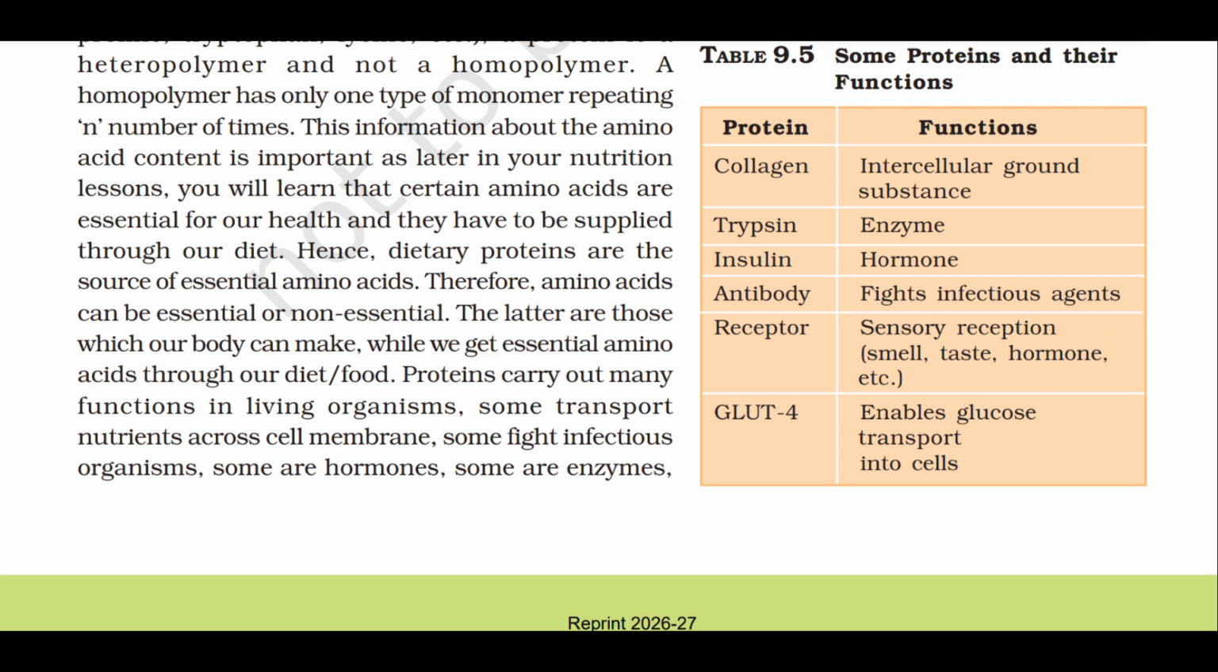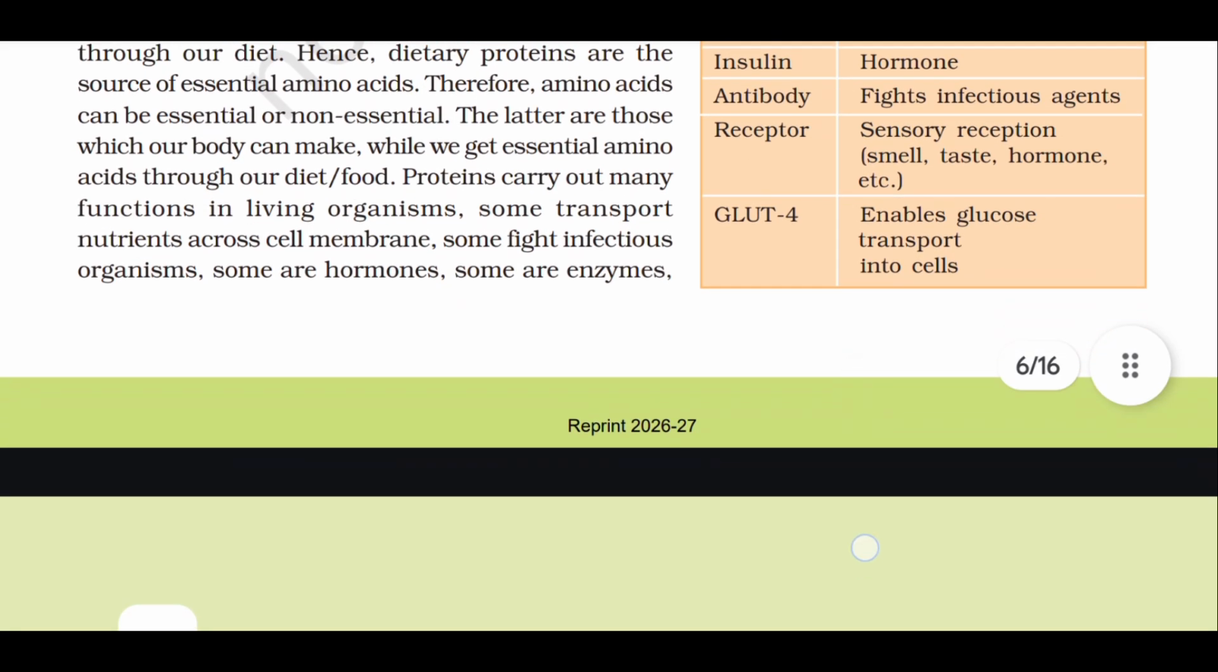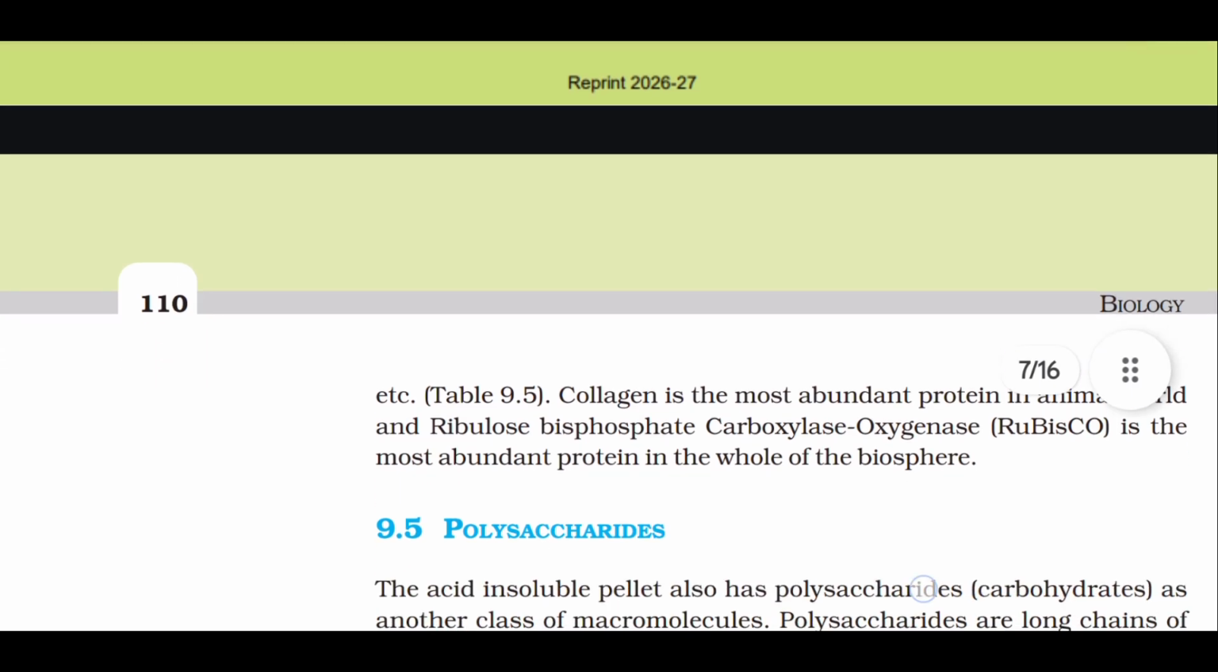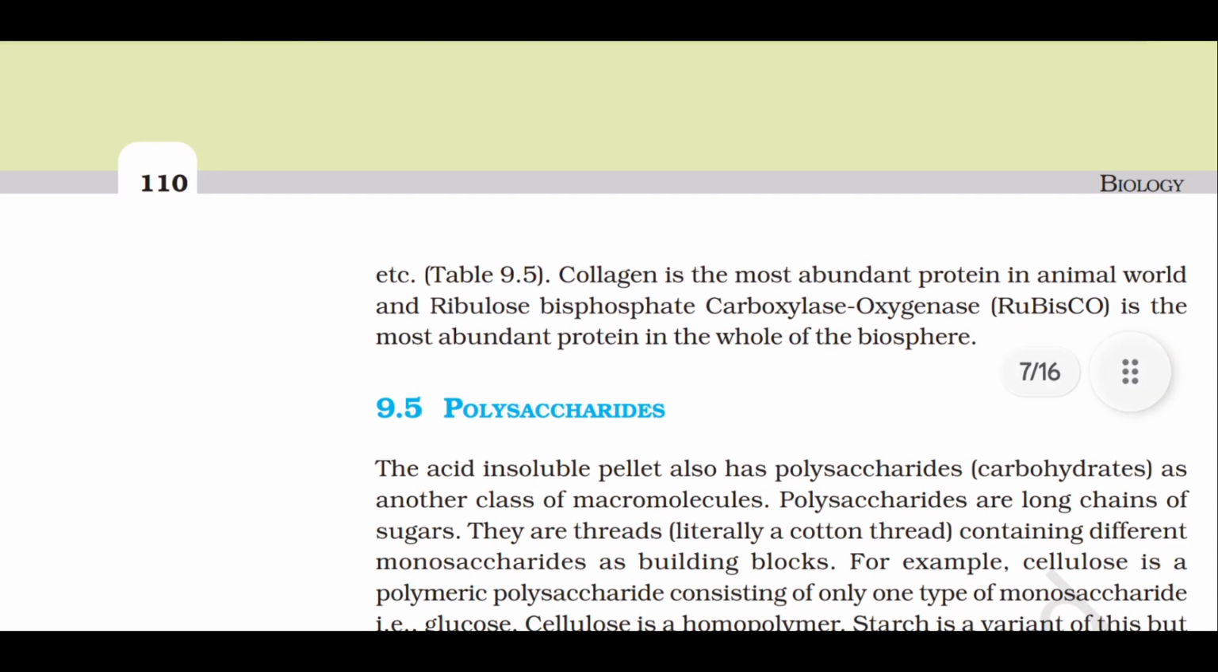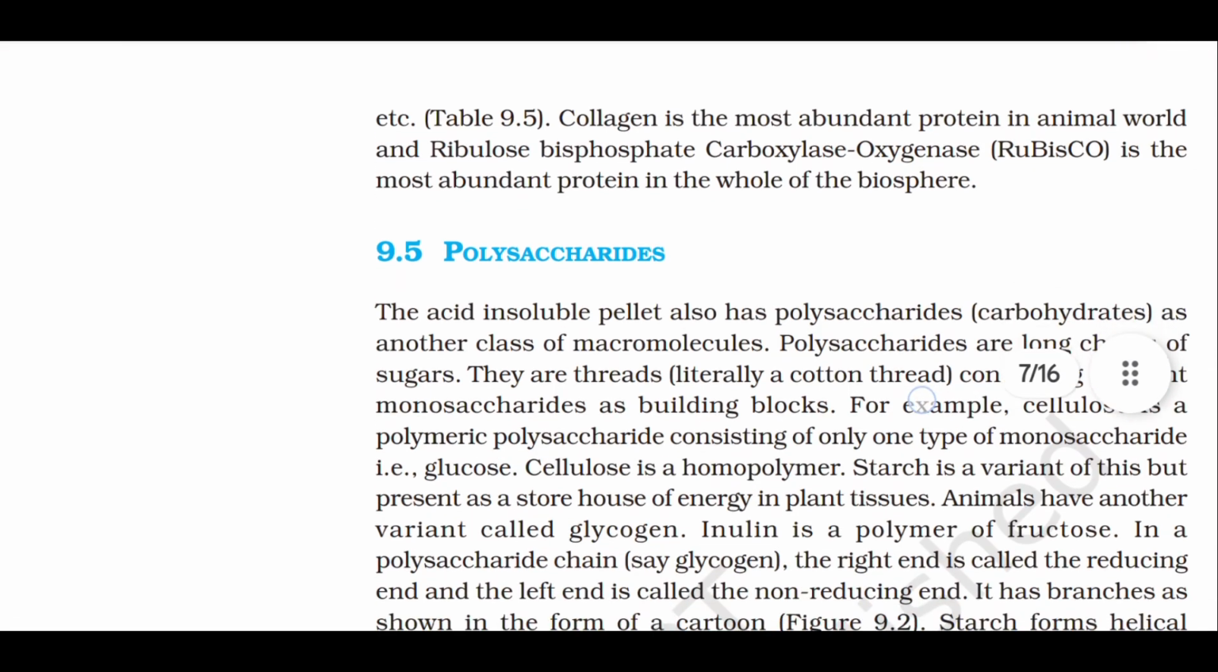Proteins carry out many functions in living organisms. Some transport nutrients across the cell membrane, some fight infectious organisms, some are hormones, some are enzymes, etc. Collagen is the most abundant protein in the animal world and ribulose bisphosphate carboxylase oxygenase, RuBisCO, is the most abundant protein in the whole of the biosphere.